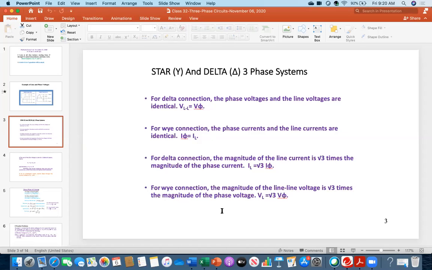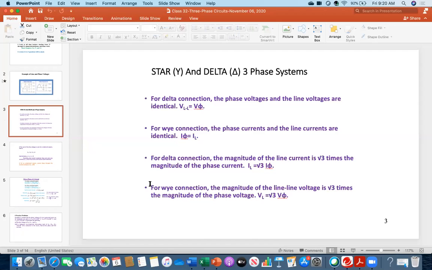It is easy to remember. In case of delta, the phase voltage and line voltage will be the same. For Y connection, both currents will be the same. The only thing you have to remember is that for delta connection, the line current magnitude will be root 3 times the phase current. And in case of Y, the line to line voltage will be root 3 times the magnitude of the phase voltage. Okay, soon I will solve some numerical problems for you, and then we will be utilizing this concept. Then it will be clear to you. Hold on at this moment. Okay, now moving forward.